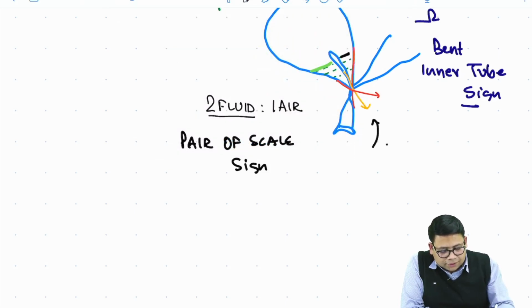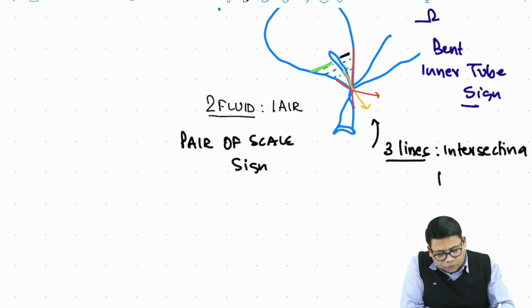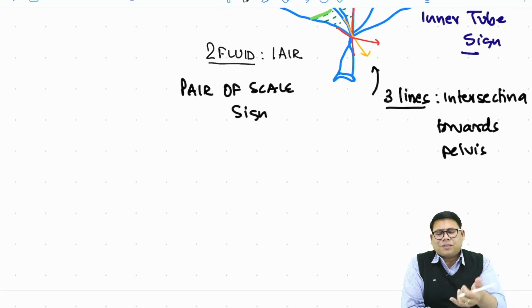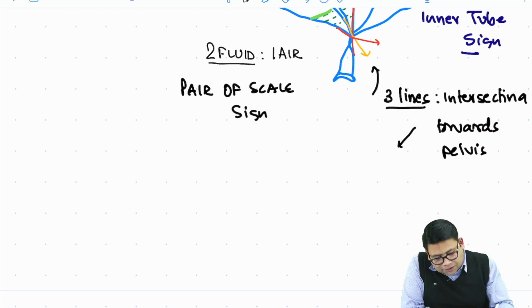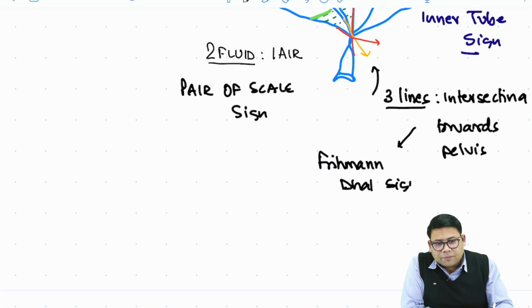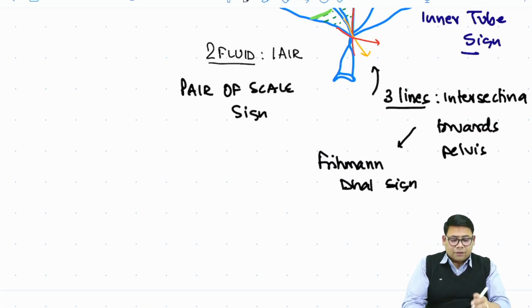So what is that? There are three lines intersecting towards the pelvis. And what is this sign known as? First of all, this is confirmatory that it's a twist. And then this is known as Frimann-Dahl sign. Frimann-Dahl sign. So these are some important things that you need to understand.